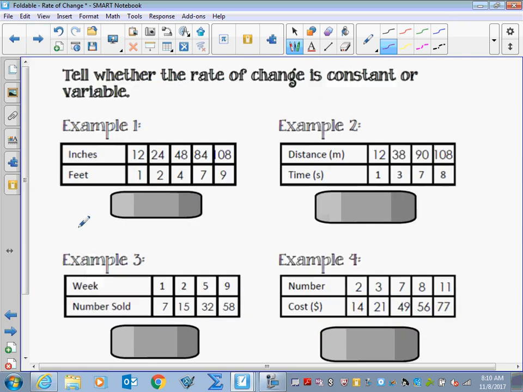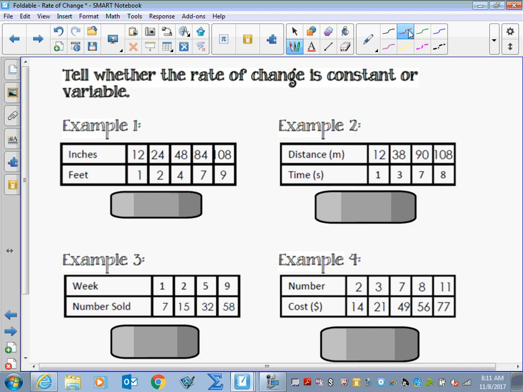Now, if I ask you to look at a table and ask you, is the rate of change a constant? That means, is that number remaining the same? Because that's what constant means. So you would need to test the tables. So in order to test the tables, we're going to use what we use for direct variation. So determine if it's a constant.